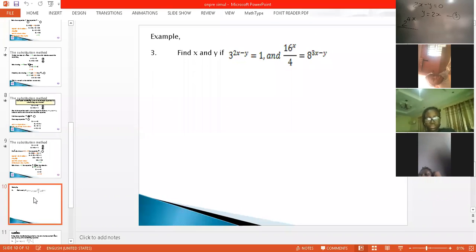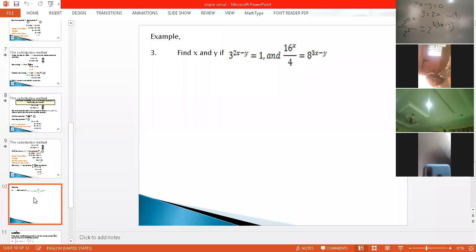2 times 2 will give you 4. So you have 2 raised to power 2. Then for 8, in terms of 2, it will be 2 raised to power of 3. Then you now put the power 3x minus y. Now we realize that everything is in power of 2, or rather you can linearize this, from your indices. Let me quickly linearize this from indices.